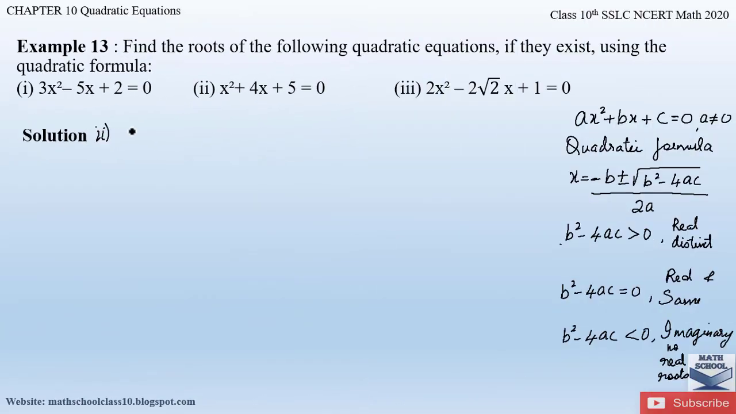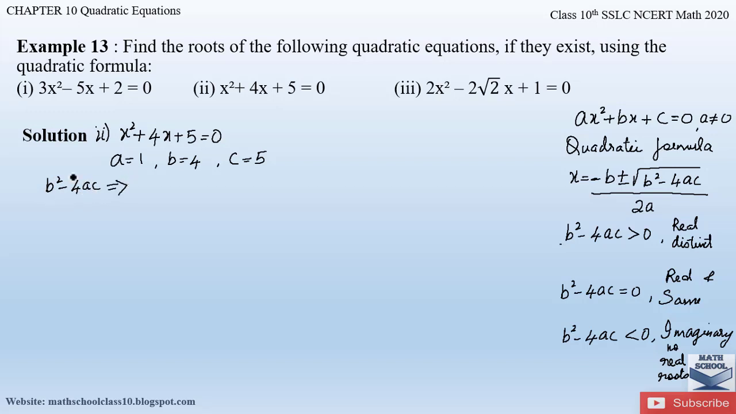Now let us solve part 2 of the example number 13, which is given by x square plus 4x plus 5 is equal to 0. If we compare with the standard form of the quadratic equation, let us find out the a, b and c values first to substitute in the quadratic formula. What is the a value? It is the coefficient of x square, that is 1, b is equal to 4, and c, the constant, is plus 5. So now let us first obtain the discriminant, that is b square minus 4ac, to determine what kind of roots we are going to obtain.